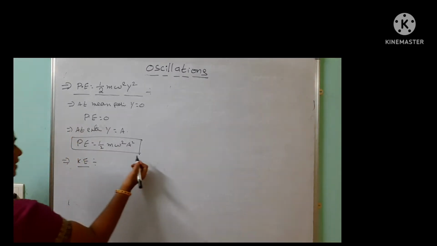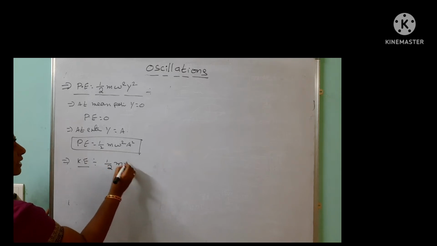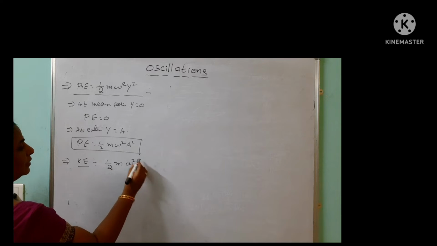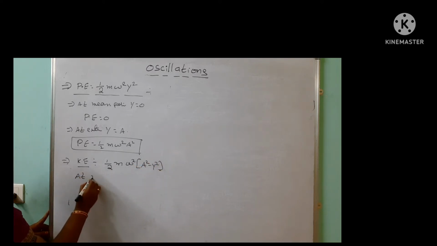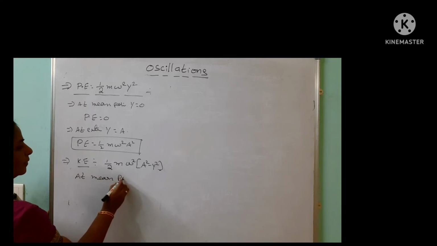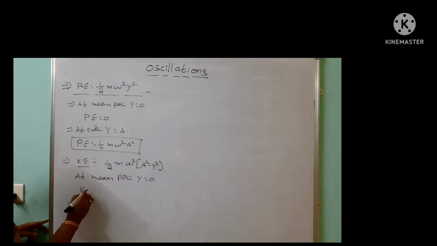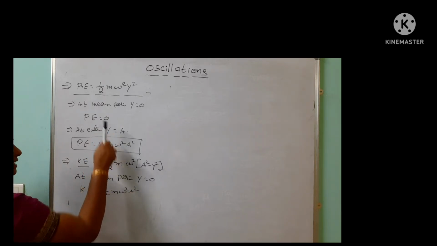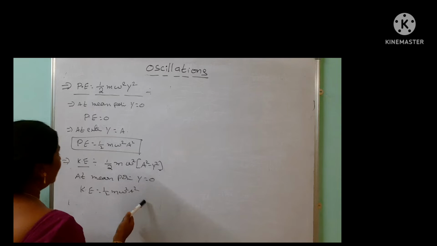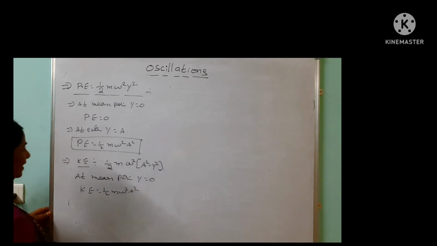Look here. Here kinetic energy, what we are taking, is half into m into, instead of v square, omega square into a square minus y square. This is the formula. Here also at mean position displacement equals 0, then what happens? Kinetic energy equals half m omega square a square. See, at mean position potential energy is 0 and kinetic energy is maximum, which means at mean position the entire energy is in terms of kinetic energy.